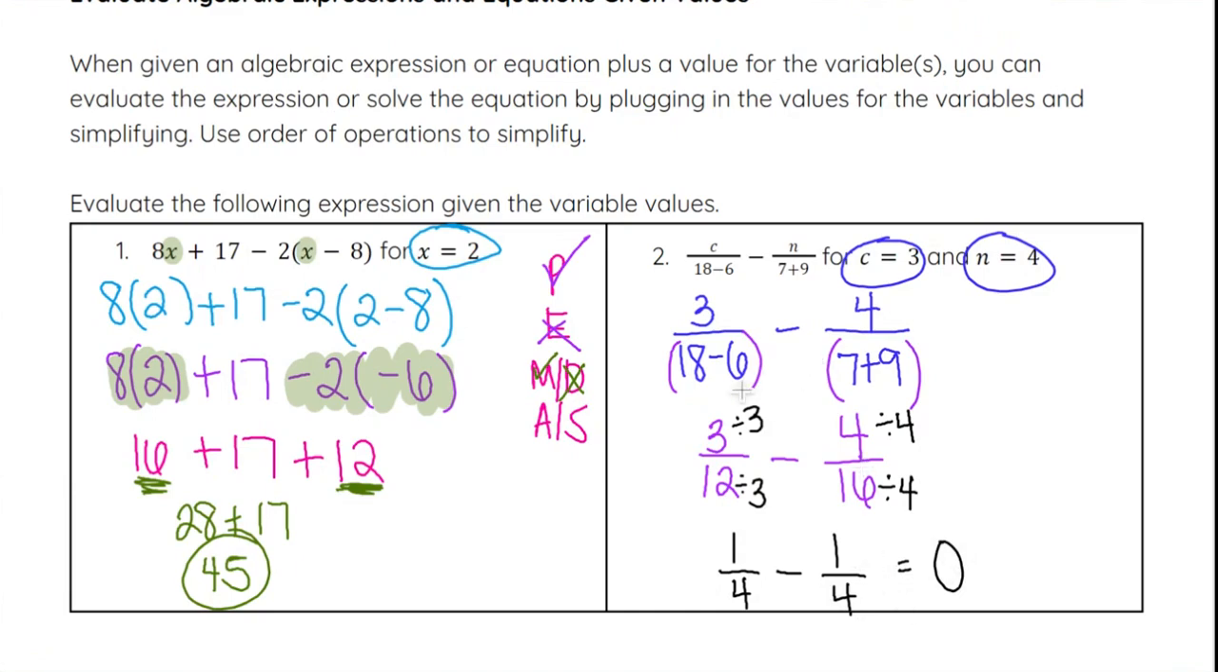So in that case, it was easier to divide each of those fractions by the common factor from the top and the bottom. That way they then have the same denominator. And then I would subtract those and I get 0 as my answer.